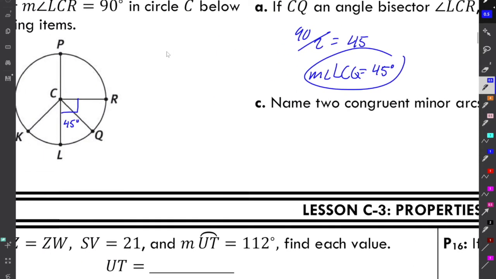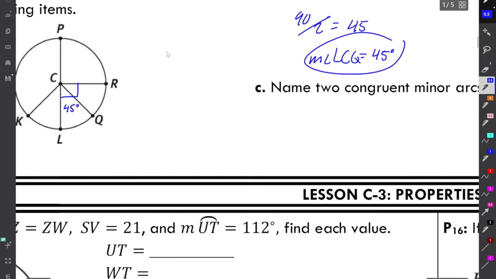C. Name two congruent minor arcs. A minor arc is just less than 180. I have two 90-degree arcs right here. One right there, one right here. Those would be arc PR, and I'll just go ahead and state that they're congruent. Arc PR and then arc LR. Those are both congruent because they're both equal to 90 degrees.